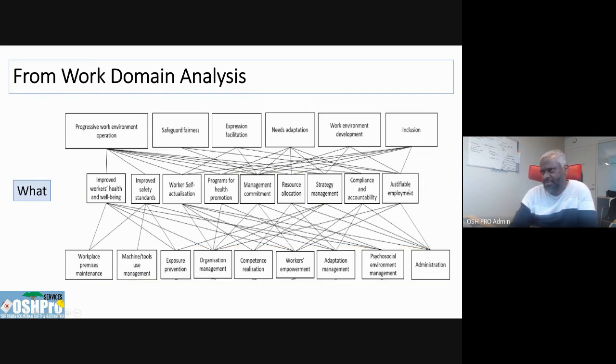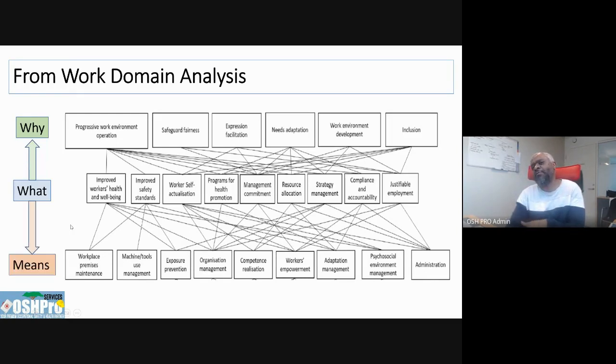So you have the values. This should be the indicators. And if you go up, it's why. If you start in the middle and you have the values, these are what you want. We want to improve workers' health. Why do you want to improve the workers' health? You get it because that's the progressive work environment operation. And if you go down, it gives you the means for doing that. So if you look at improved workers' health and well-being, what are the means? How can you do that?